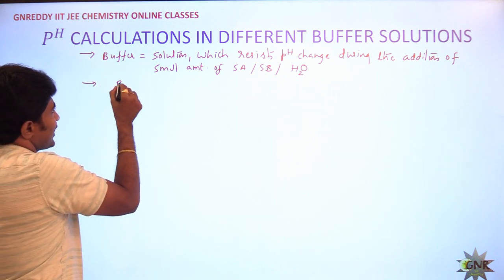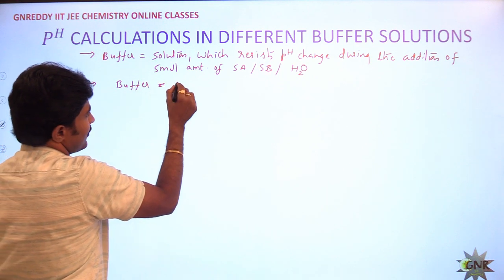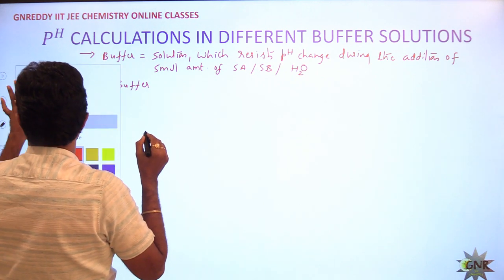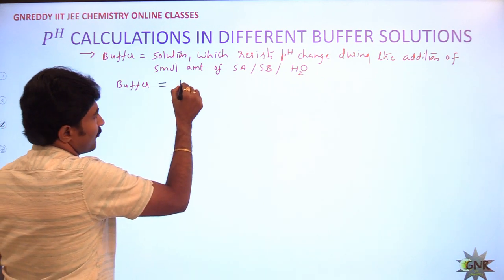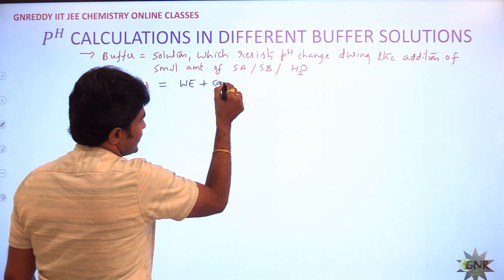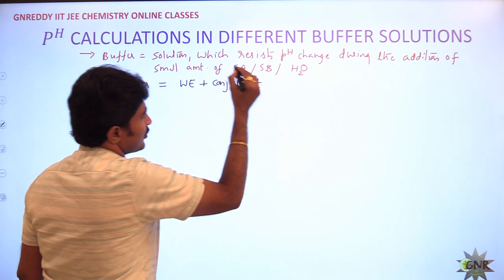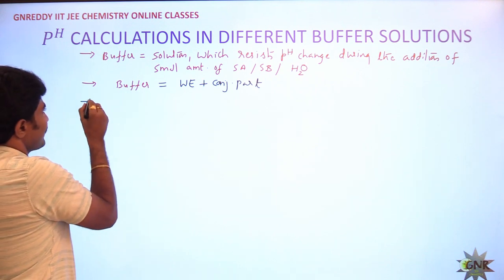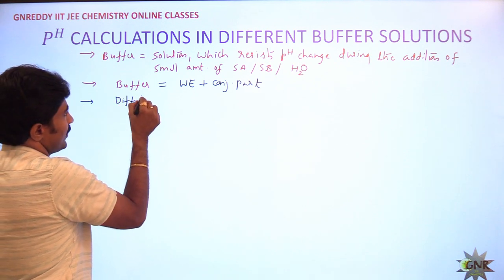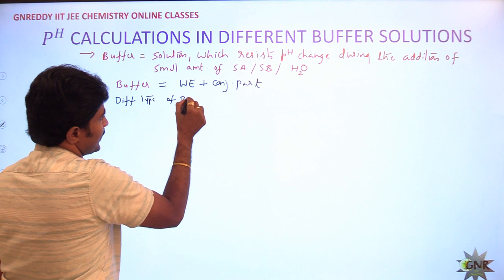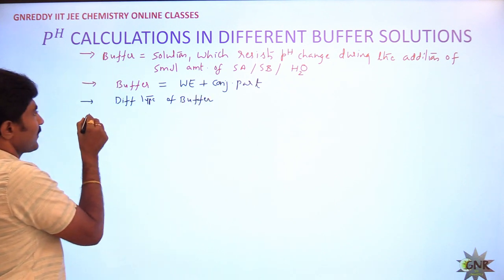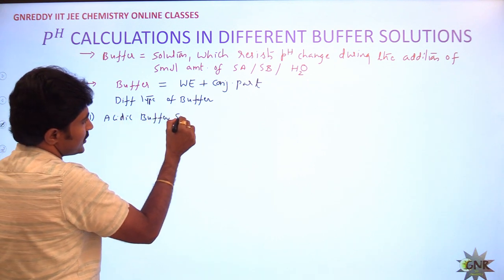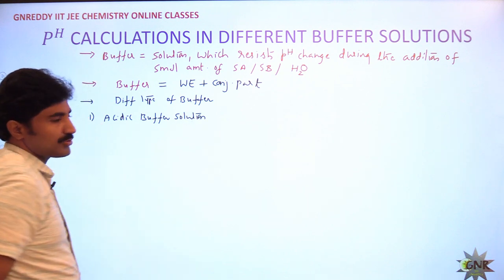Actually, this buffer can be taken like this. It is a combination of a weak electrolyte and its conjugate part. Buffer solutions are the combination of weak electrolyte and conjugate part. So there are different types of buffers: acidic buffer solutions, basic buffer solutions, and simple or neutral buffer solutions.